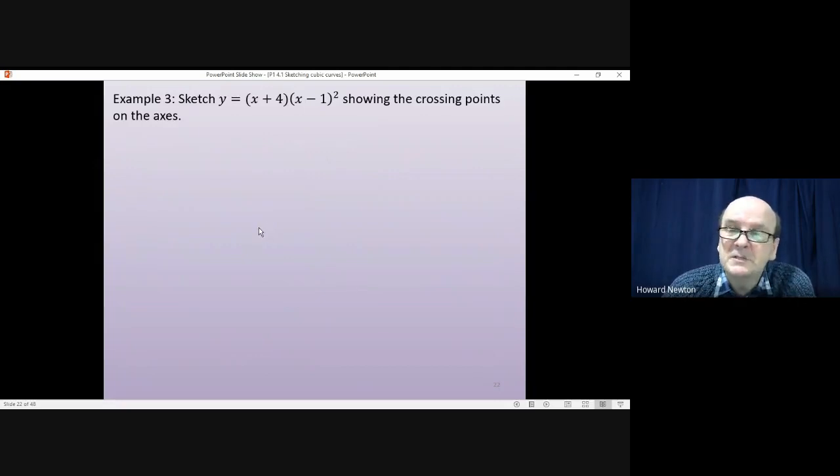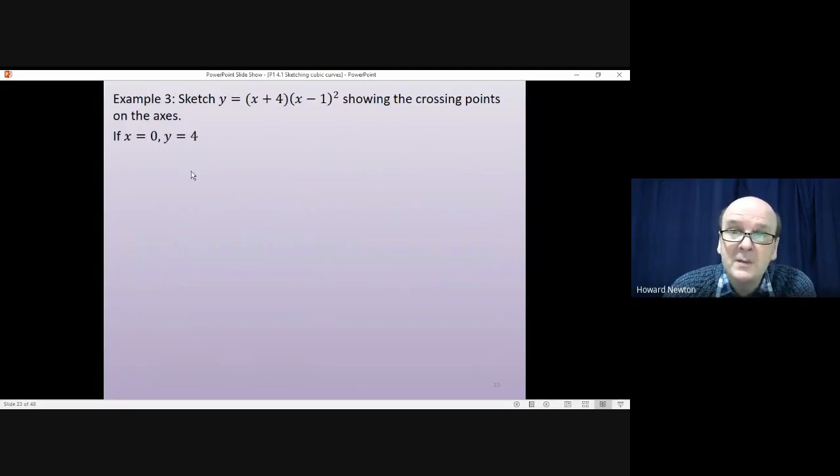Okay, as I said, we use the same method. So we start off by saying, well, what happens if x equals 0? If x is 0, we'll get 4 times minus 1 times minus 1 again. And that gives us 4. So the crossing point on the y-axis will be plus 4.